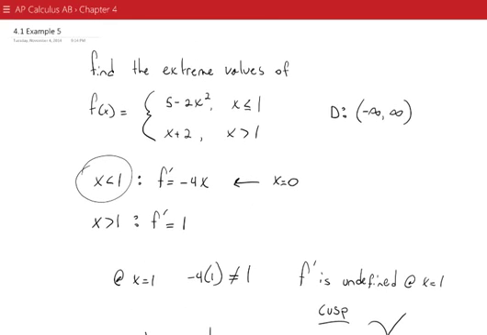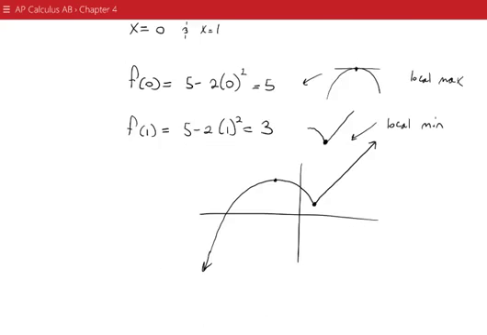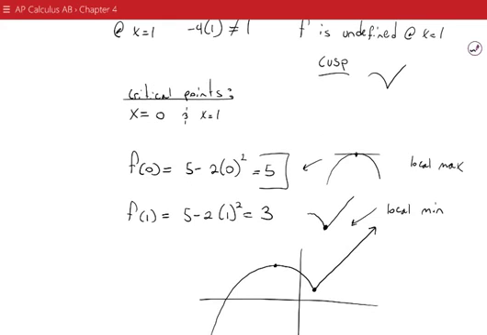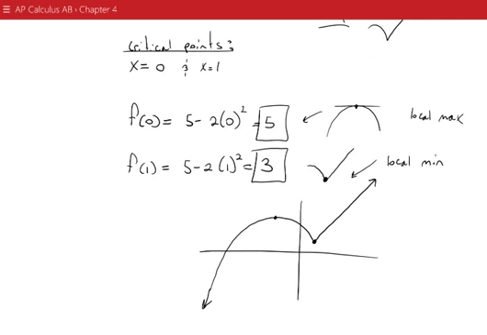The question asks for us to find the extreme values. So what we would provide is that the extreme values are 5 and 3. A local max of 5 and a local min of 3.